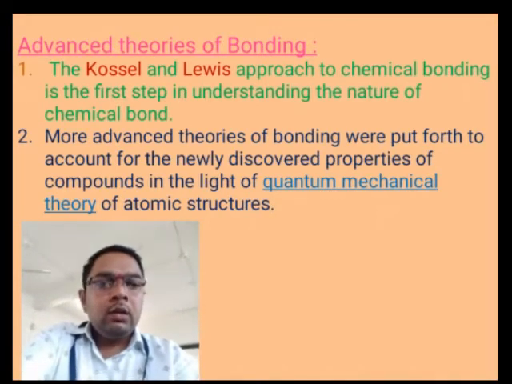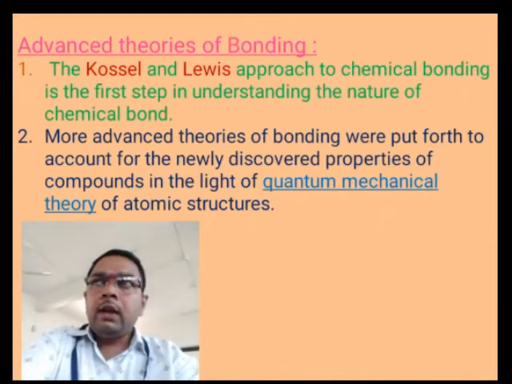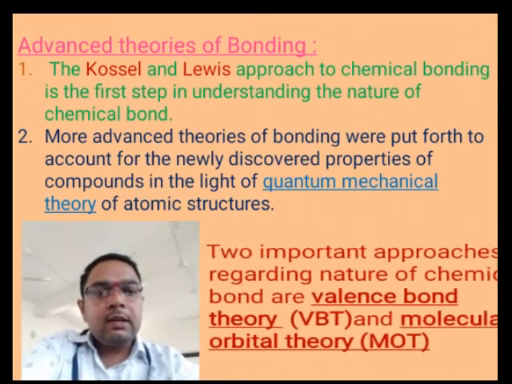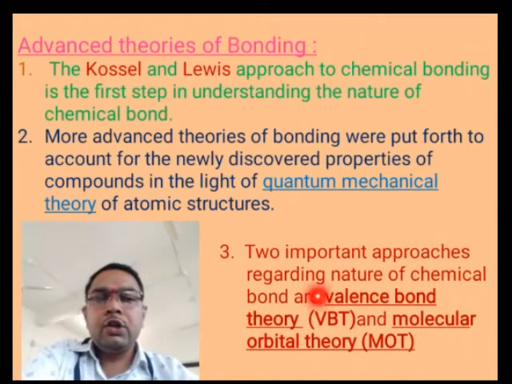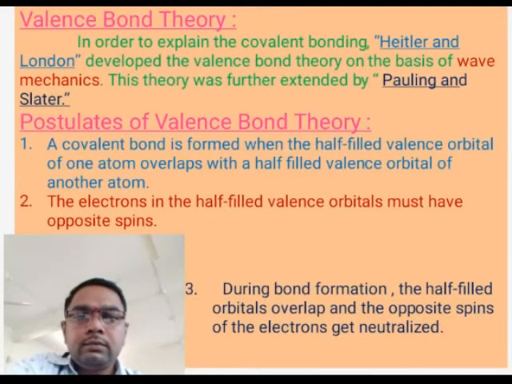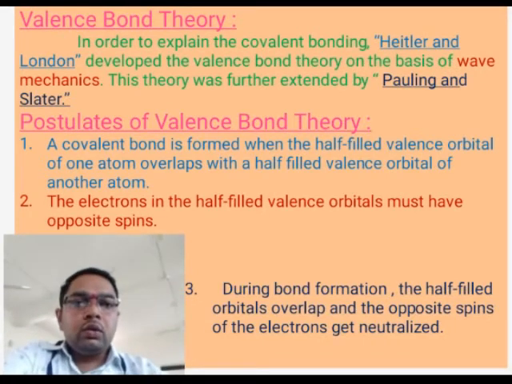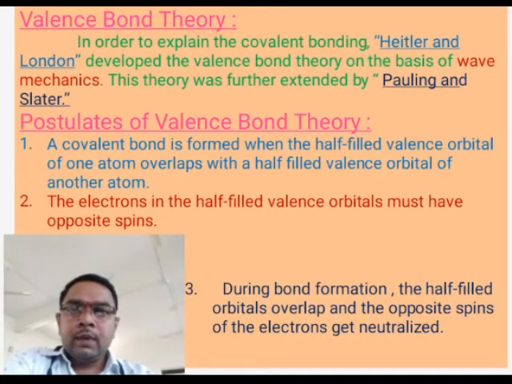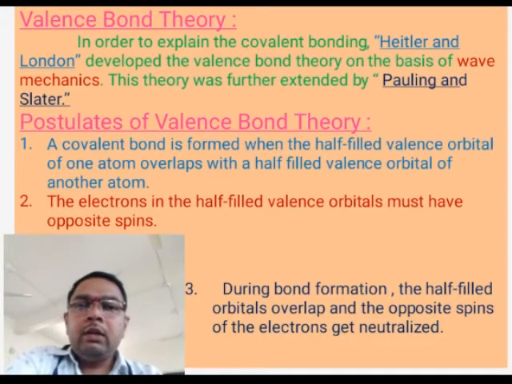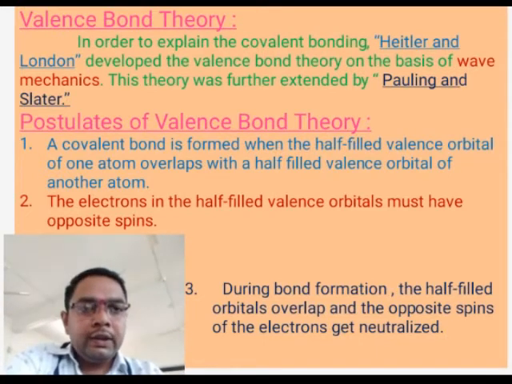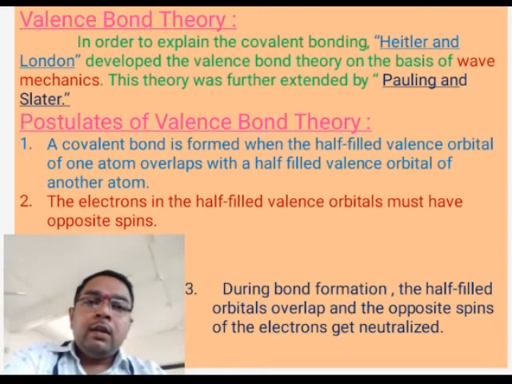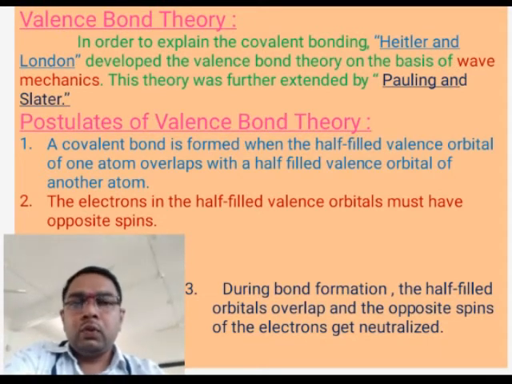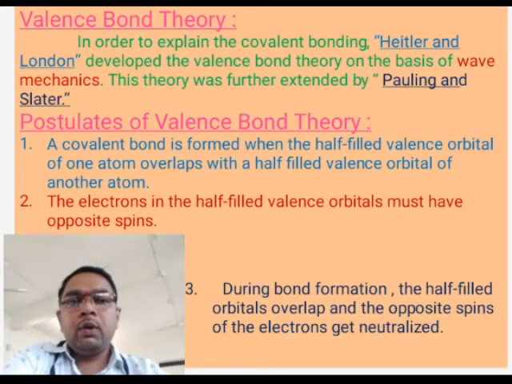These advanced theories explain the new properties and structures of molecules depending upon quantum theory. The two theories are, first, the valence bond theory, in brackets VBT, and second, the molecular orbital theory. An important approach regarding the nature of the chemical bond is valence bond theory. To explain the covalent bond between molecules, Heitler and London developed the valence bond theory on the basis of wave mechanics. This theory was further extended by Pauling and Slater.